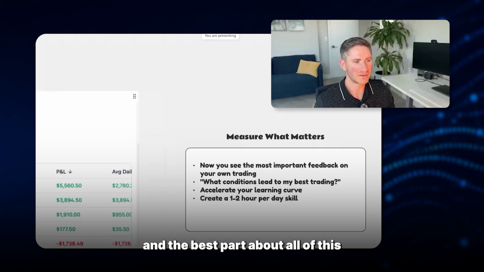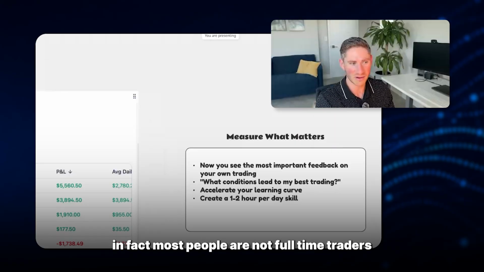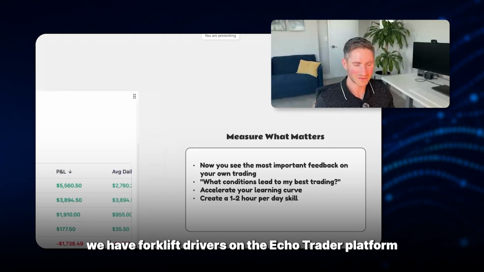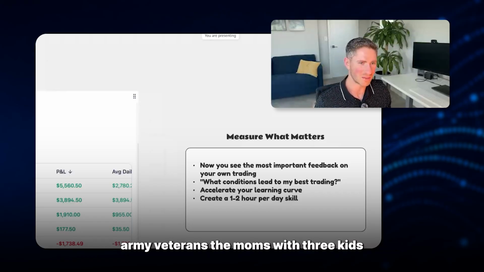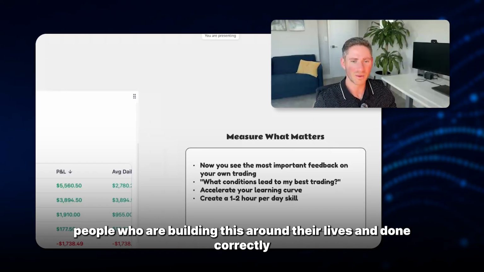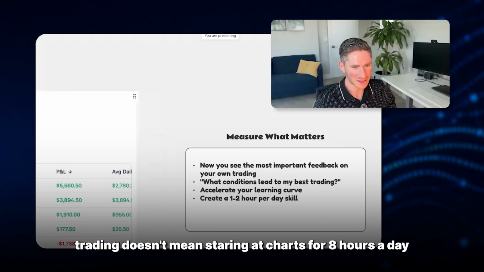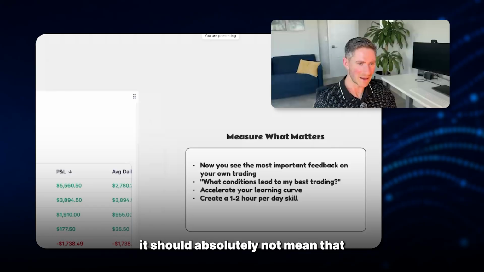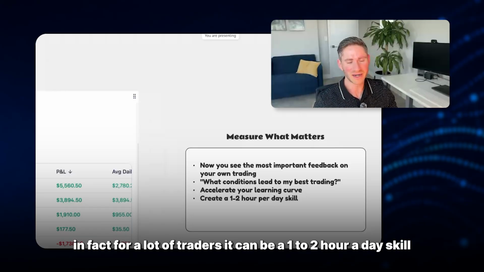And the best part about all of this, it's not just full-time traders doing this. In fact, most people are not full-time traders. We have forklift drivers on the EchoTrader platform, truck drivers, warehouse workers, Army veterans, moms with 3 kids, people who are building businesses, people who are building this around their lives. And done correctly, trading doesn't mean staring at charts for 8 hours a day. It should absolutely not mean that, in fact. For a lot of traders, it can be a 1 to 2 hour a day skill.